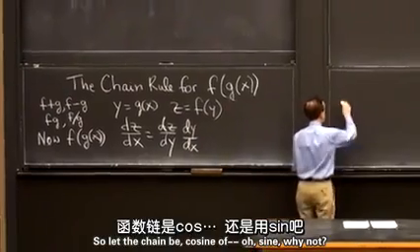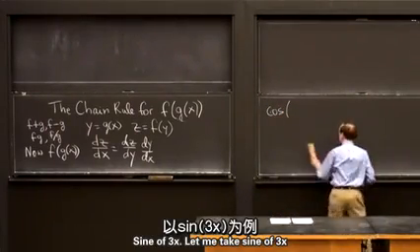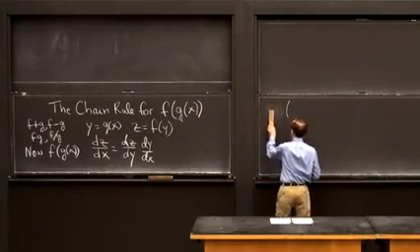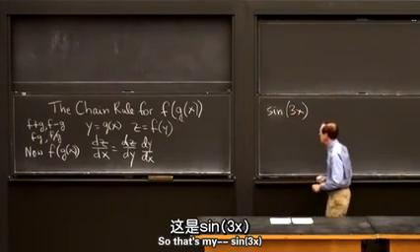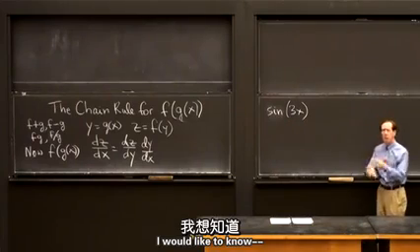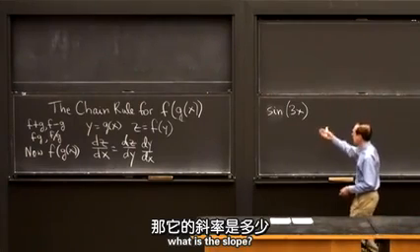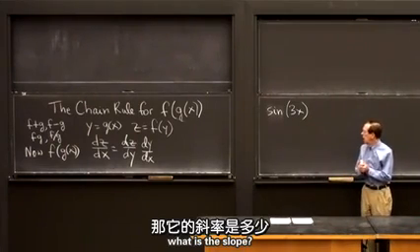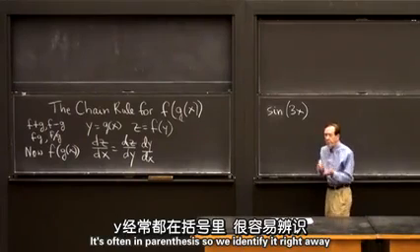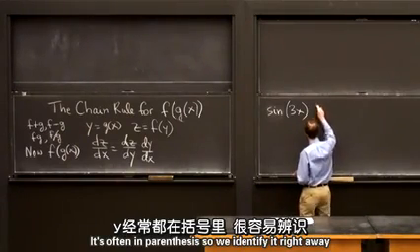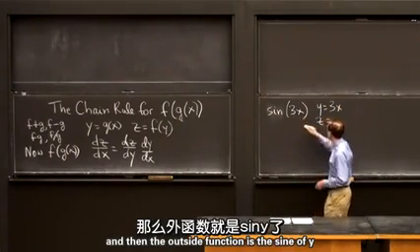So let the chain be sine, why not? Sine of 3x. Let me take sine of 3x. I would like to know, if that's my function, and I can draw it and will draw it, what is the slope? Okay. So what's the inside function? What's y here? Well, it's sitting there in parentheses. Often it's in parentheses, so we identify it right away. y is 3x. That's the inside function. And then the outside function is the sine of y.